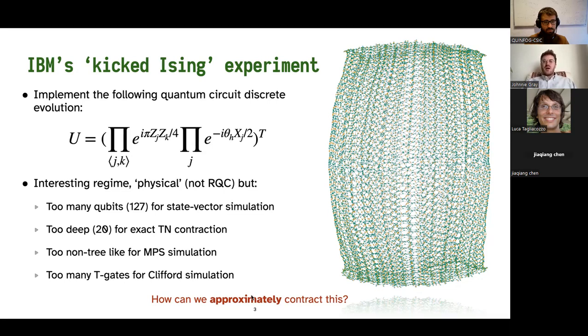The question becomes, how do we approximately contract this? This is just a schematic of the entire tensor network representation of some observable, say the Z observable on some qubit of this circuit after 20 layers. It's some very large tensor network that we need to basically try and approximate.